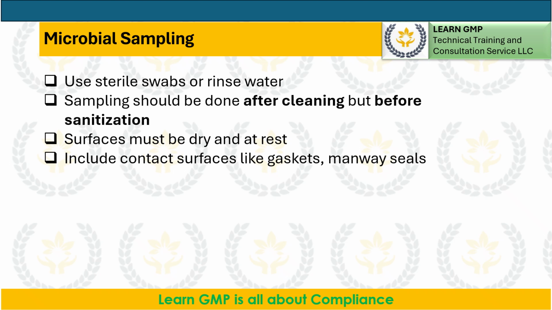Microbial sampling. Use sterile swabs or rinse water. Sampling should be done after cleaning but before sanitization. Surfaces must be dry and at rest. Include contact surfaces like gaskets and manway seals.